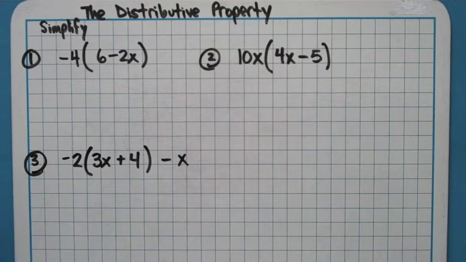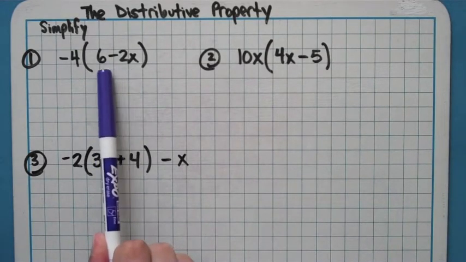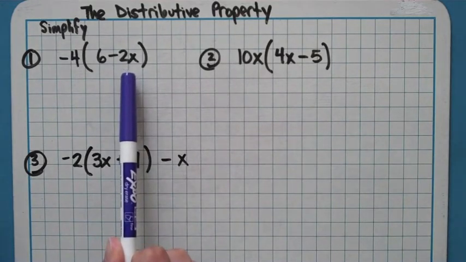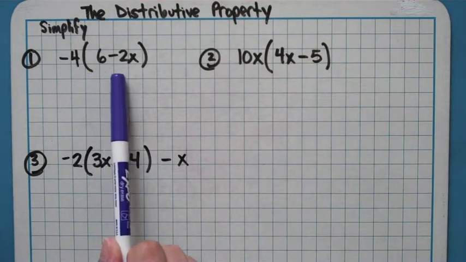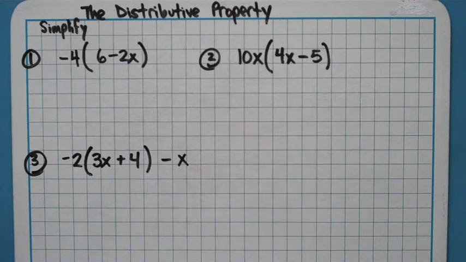We learned through PEMDAS that when you see parentheses in a problem, you're supposed to take care of those first. So the first thing you typically deal with is doing the inside of the parentheses and seeing what happens. Unfortunately, when you look at problems like this, when you try doing the inside of the parentheses, you really can't do anything because we have 6 minus 2x. Those aren't like terms. You can't combine those. Before this lesson, we'd kind of be stuck when we saw this problem here.